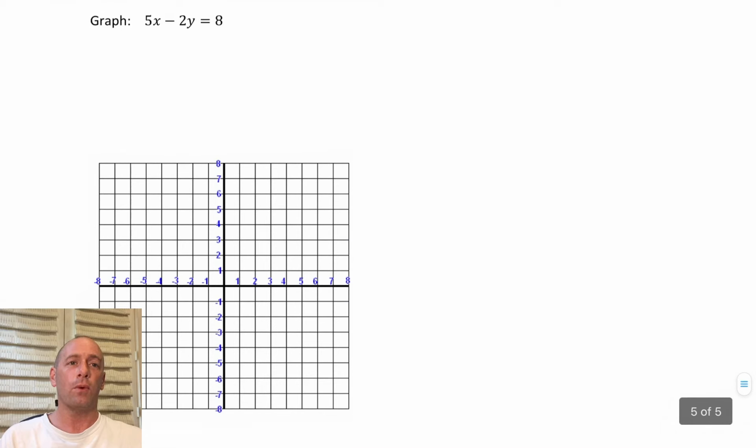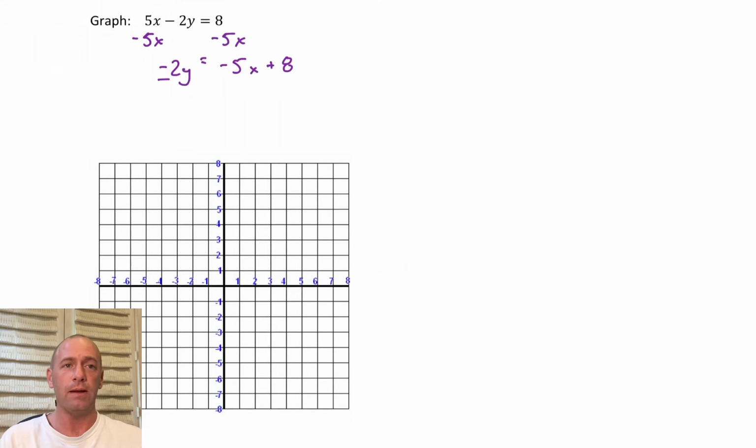Now we'll do one more. We want to get y by itself, so we've got to get rid of the 5x. So we subtract 5x from each side. We get -2y, and we can't simplify the right-hand side, so we leave it as -5x and +8. I want to get y by itself. To undo multiplication, I divide by -2.